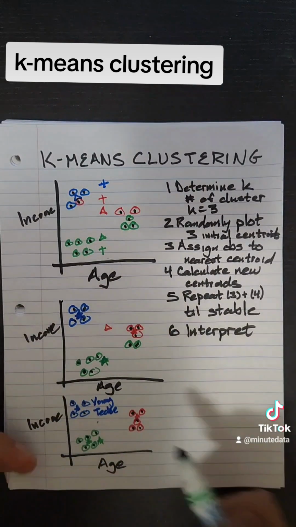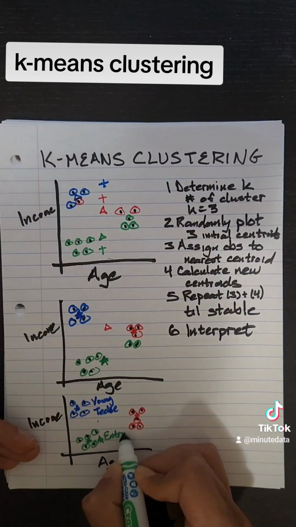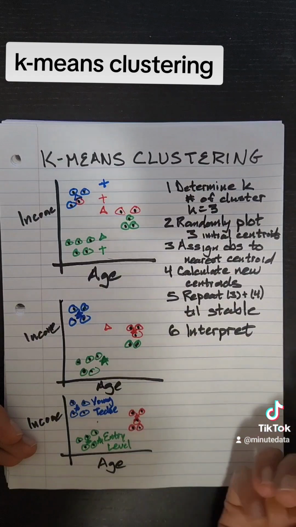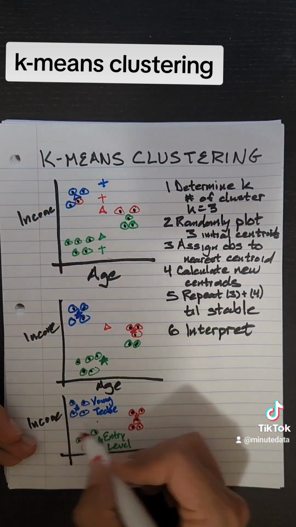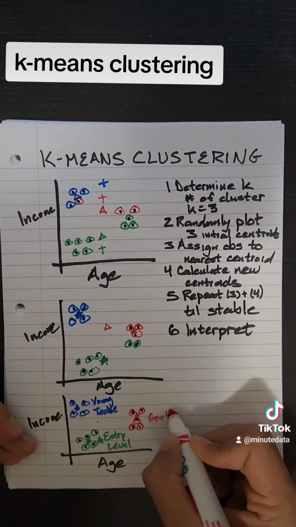And then you're digging into the data, you notice a bunch of the green ones are probably entry-level jobs. Let's call it entry-level. And maybe when you're digging into red, you notice they're on the older side with middle-ish income, and you notice they all work in, say, government, for example.